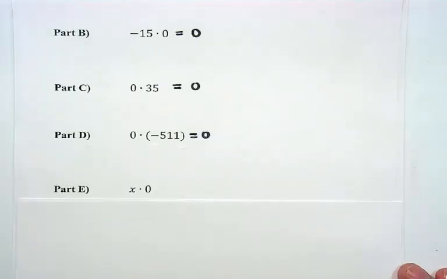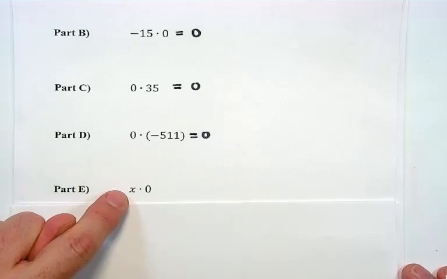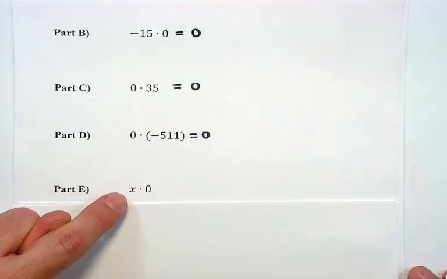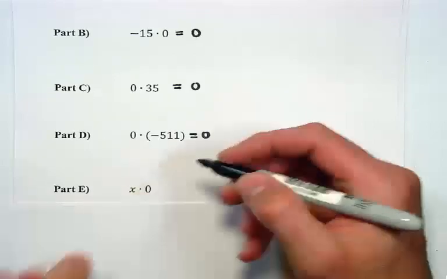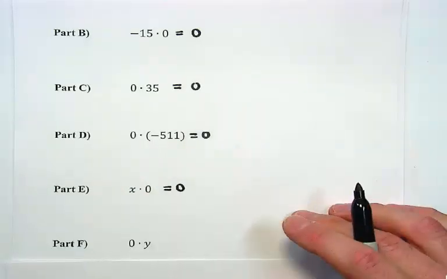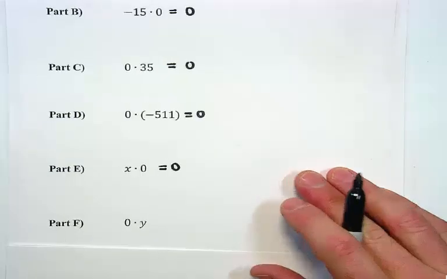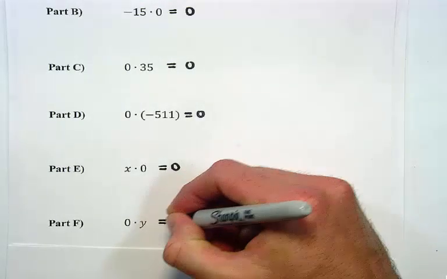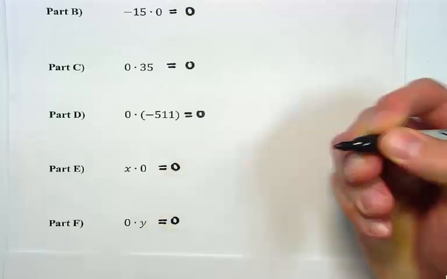What if I were to ask you to find x times 0? No matter what x is, if it's 5, 10, 15, 20, negative 511, whatever, what do you know when I multiply by 0? Yep, always 0. Last statement we're going to take a look. What if I did 0 times y? Gotta be 0. When we multiply by 0, we always get 0.